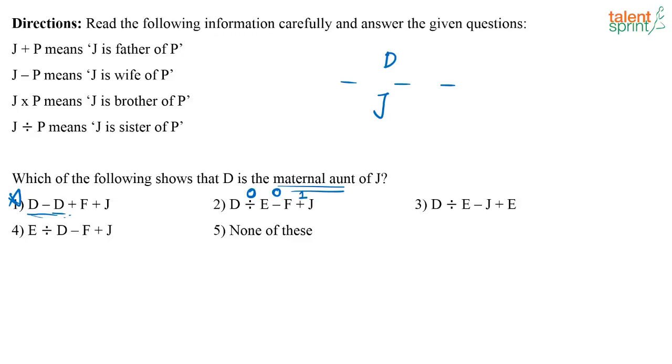Let us look at the third option. Here you have D divided by E. So, D divided by E means both of them are in the same generation, sister, right? Then E minus J, wife. So, again no generation gap. So, if you look at the relationship between D and J, from this statement what I can understand is that D and J belong to the same generation. So, this option is not correct. The answer that I should get should be D is the maternal aunt of J. That means that D has to be 1 generation above J.